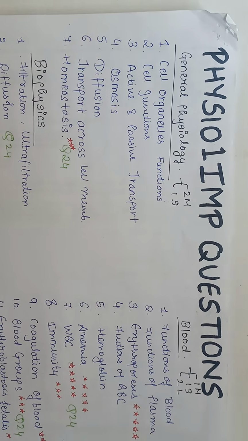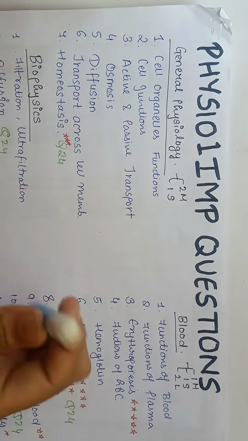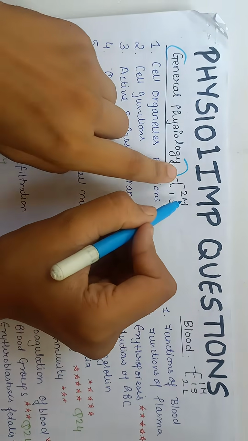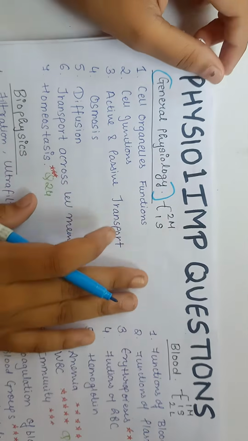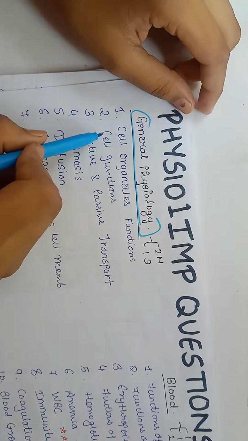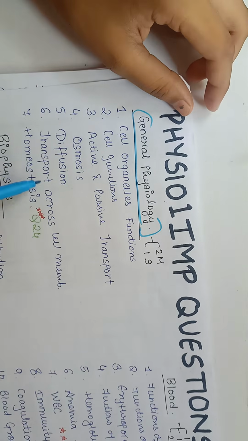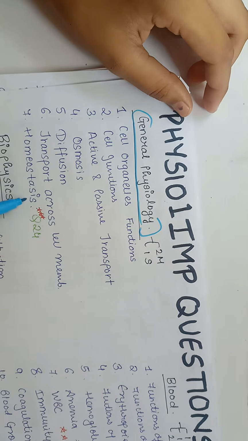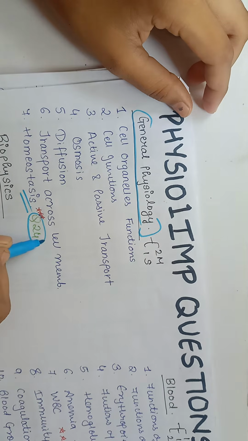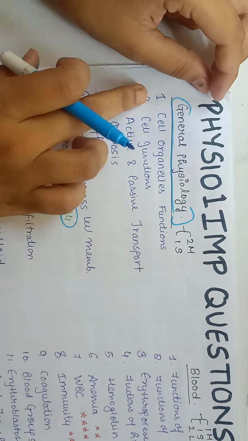In this video, we'll see all the important questions of Physiology Paper 1. In Physiology Paper 1, we have general physiology. From general physiology, 2 MCQs will be asked and 1 SAQ will be present. Important questions from general physiology are cell organelles and its functions, cell junction, active and passive transport, osmosis, diffusion, transport across the cell membrane, and homeostasis. This is very important, and this question has been asked in the recent university examination in 2024. So these are the important topics from general physiology.